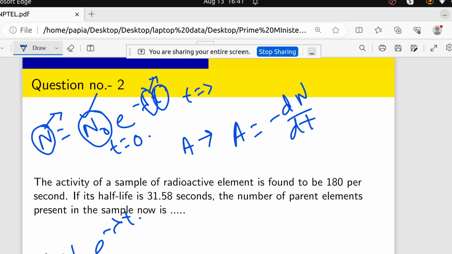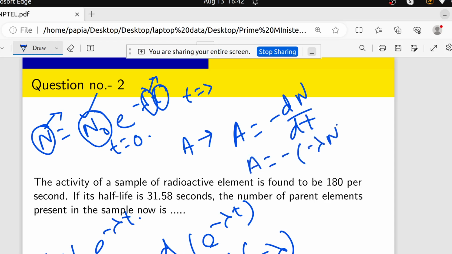dN/dt is N0 d/dt of e to the power minus lambda t. So if I write here N0 e to the power minus lambda t, then minus lambda into this, N0 e to the power minus lambda t, is nothing but N. So A can have minus of minus lambda N, which is lambda N. Fine. So A can have the value of lambda N.